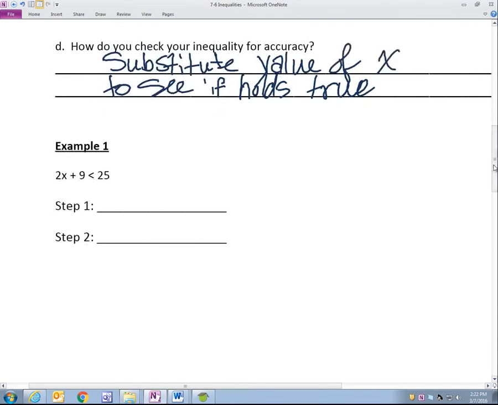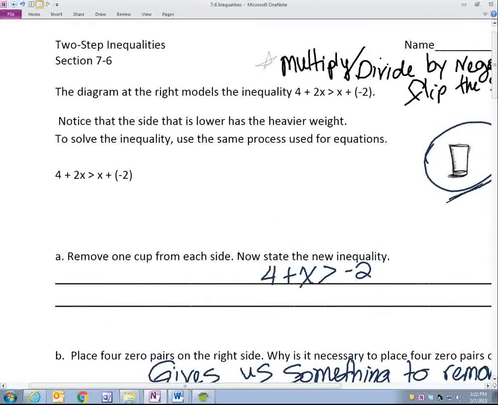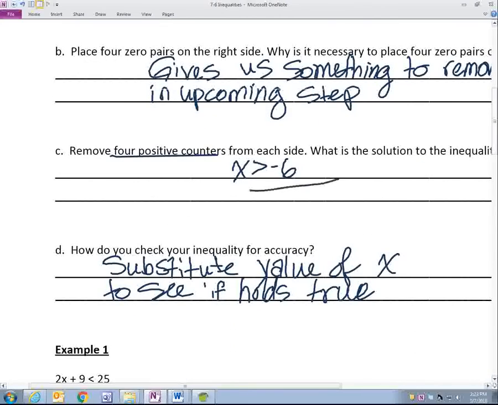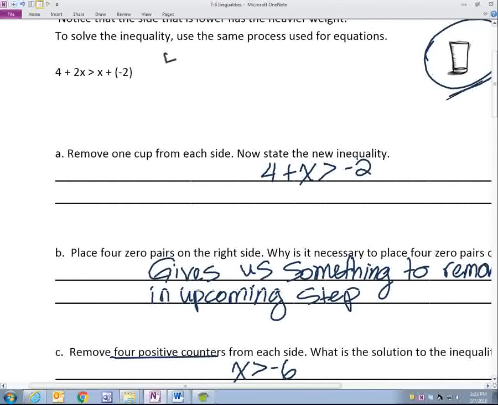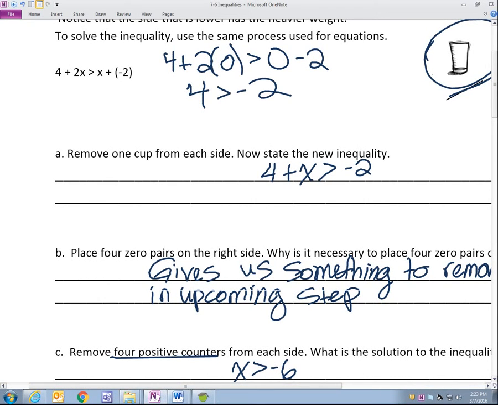Yep. So see if it holds true. Let's do x equals 0, because we want one that is greater than negative 6. So we're going to use 0 and plug it in here: 4 plus 2, substituting 0, greater than 0 minus 2. Is 4 greater than negative 2? Yes, and we're good.